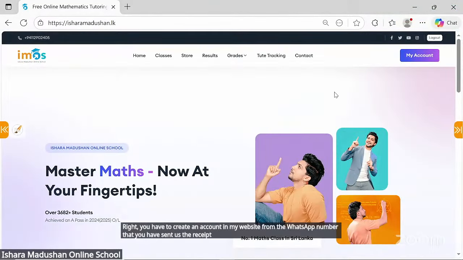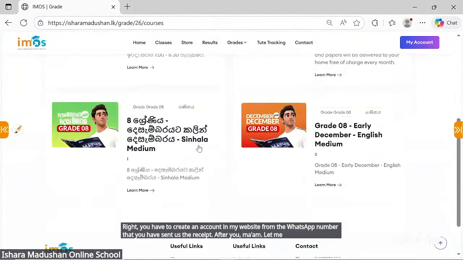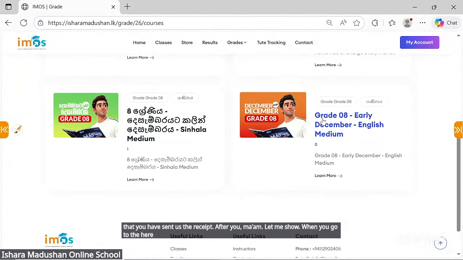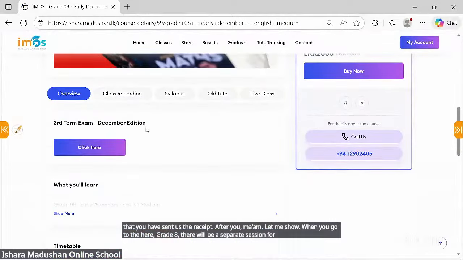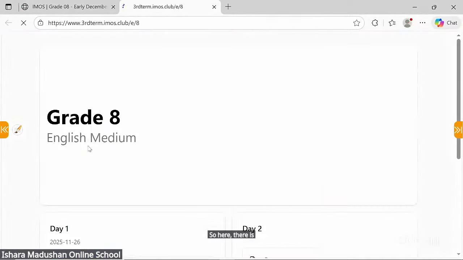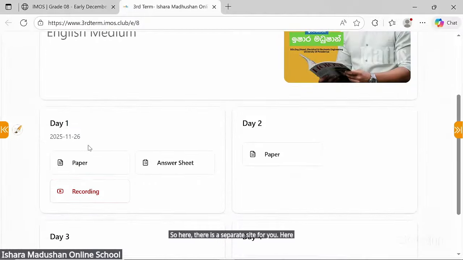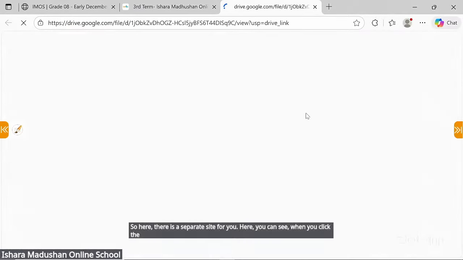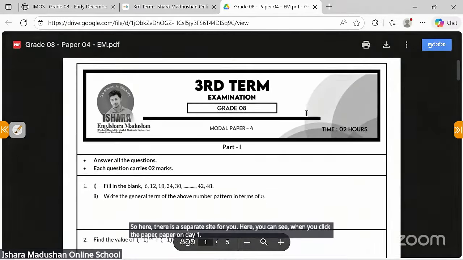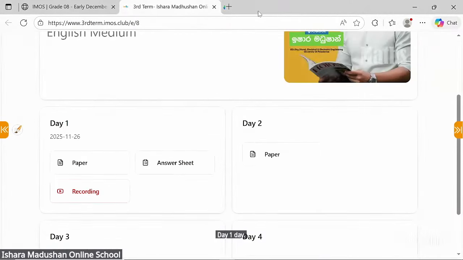After that we will tell you, so those who are new, don't panic. Let me show. When you go to grade 8, there will be a separate section for the early December. So here there is a separate site for you. When you click the paper under day 1, 2025/11/26, the paper comes.